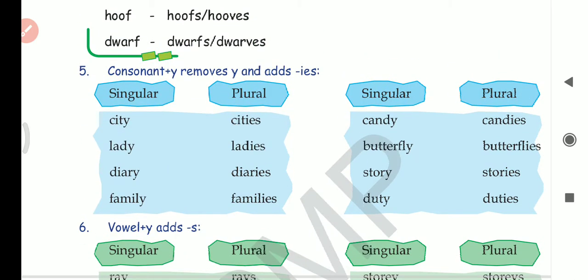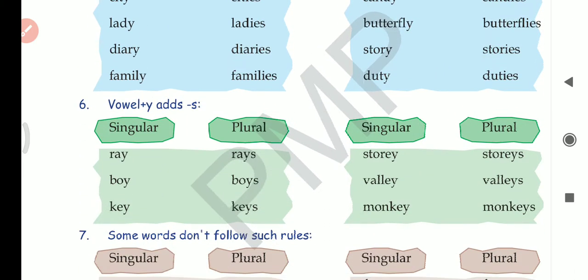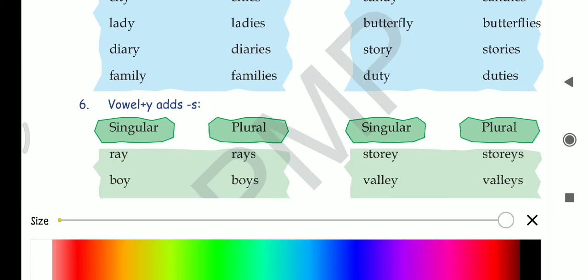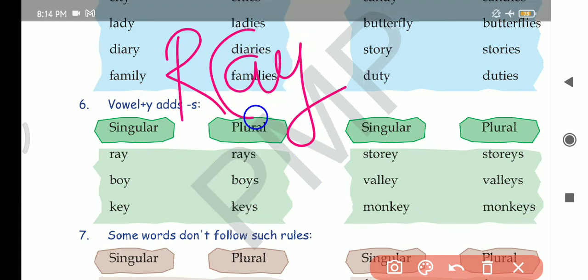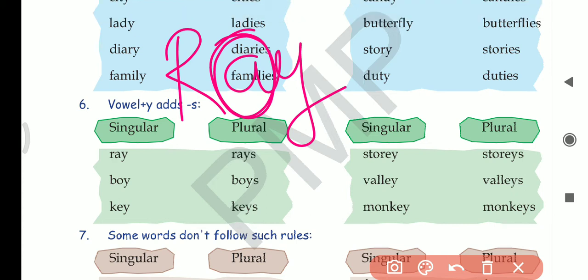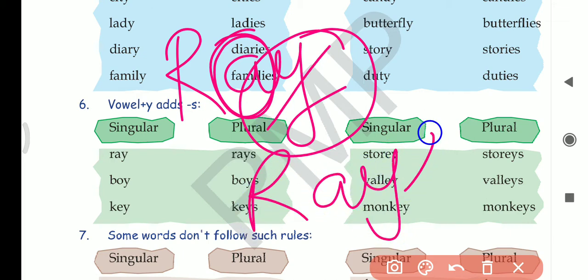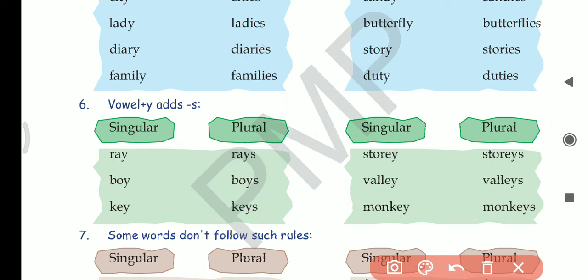Next, sixth rule. Vowel plus y adds s. Now, we talked about consonant plus y. Now, we will talk about vowel plus y. Ray, r-a-y, ray. See, r-a-y. A is a vowel. This is not a consonant, and it is ending with y. So what we have to do? We don't have to remove y. No, we don't have to remove y. We just have to add s to it. Ray, rays. Boy, boys. Key, keys. Story, stories. Valley, valleys. Monkey, monkeys.